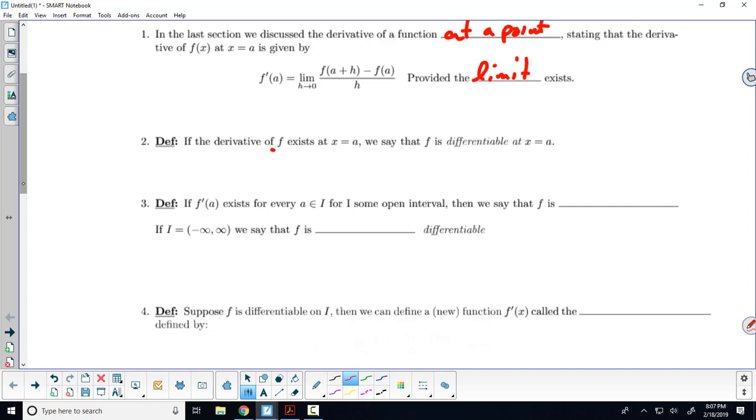If the derivative of f exists at a point, then we can shorthand that by saying f is differentiable at that point. Okay? For some reason, that word differentiable starts to look a little scary to folks. When I say differentiable, I just mean you can find the derivative at that point.